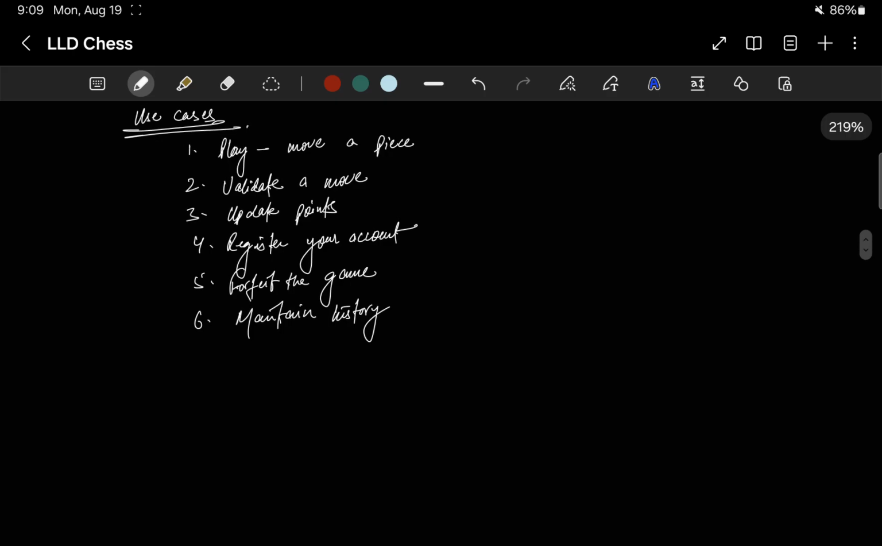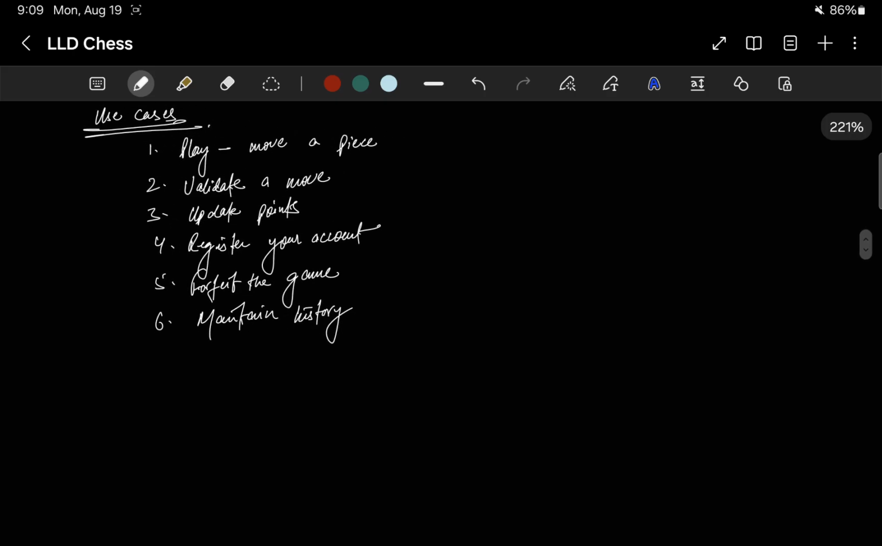Now let's see what are some of the important classes for this game of chess. So what all classes will be there? You are a player, right? So there will be a player class. Two players, so the player class will have two objects just to signify two players, right? Next, there will be a chess board, right?